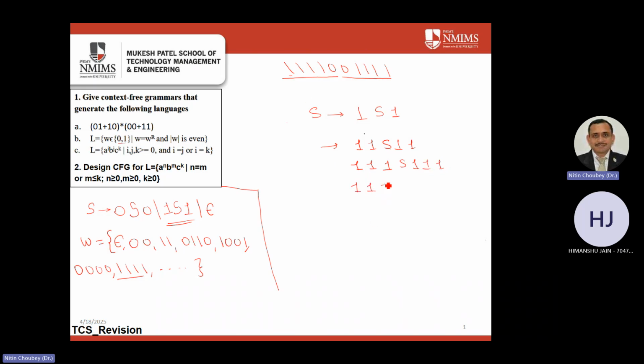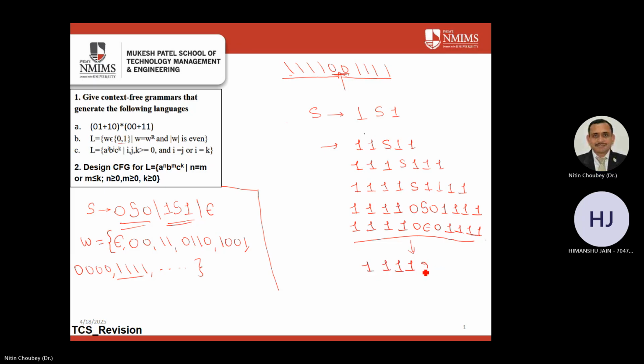Let's repeat it once again. 1, 1, 1, 1, S, 1, 1, 1, 1, with further 1, 1, 1, 1. Fifth symbol is 0, so it will have rule number 1. Last but not least, here we have nothing to take, so we'll go for S gives epsilon, and we know epsilon's length is 0. Ultimately, this means 1, 1, 1, 1, 0, 0, 1, 1, 1, 1. Isn't it? So this is your second example.